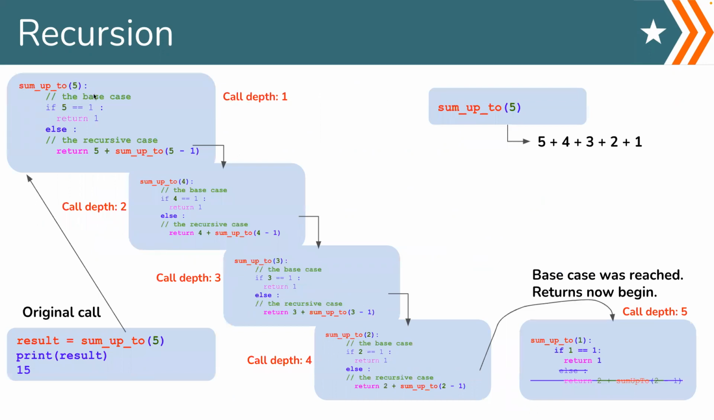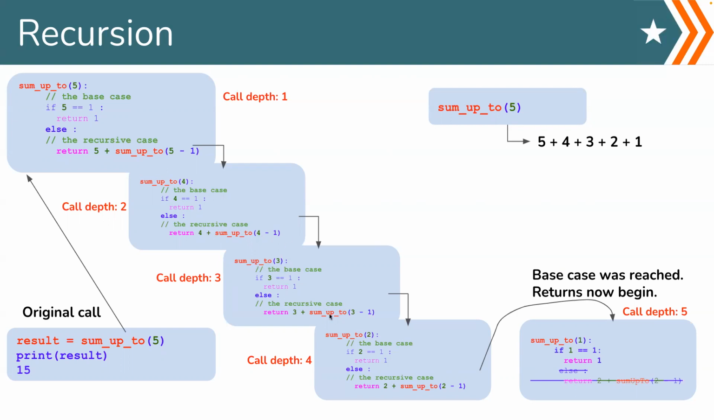So here's how it works in recursion. The original call is sum_up_to of 5. It takes in 5. 5 is not equal to 1, so it goes into the else statement and returns 5 plus sum_up_to of 5 minus 1. Now we see the next case where sum_up_to is 4. 4 is not equal to 1, so it goes down and says 4 plus sum_up_to of 4 minus 1.